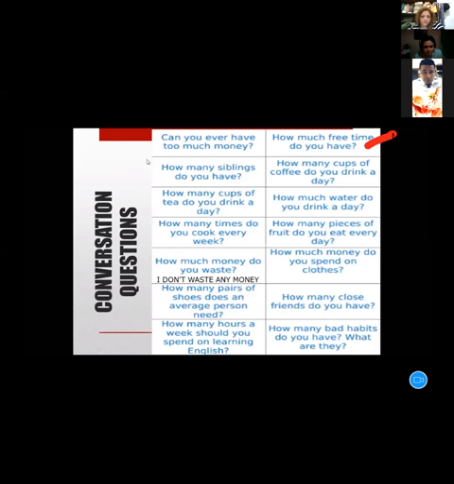Teacher, I have a question. How much money do you spend on clothes? ¿Cuánto dinero gasta en ropa? Yes. But para responder sería: a little money, you spend a little money on clothes, or a lot of money. I spend a lot of money on clothes, or I spend a little money on clothes. The first person. Okay. I spend a lot of money on clothes. Okay.